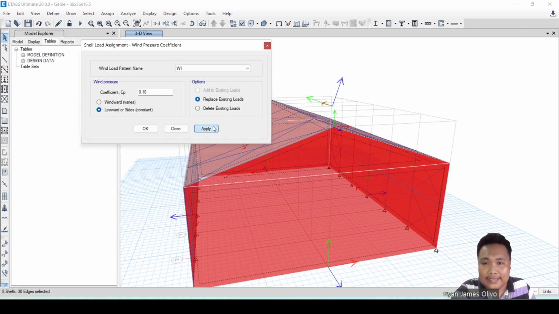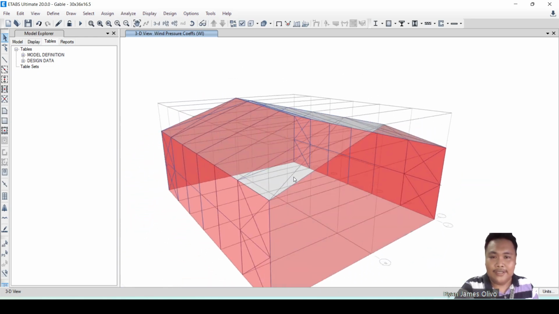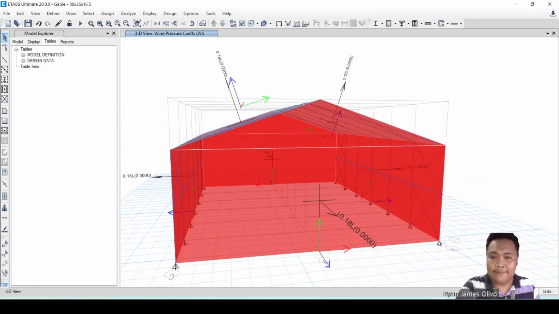Then we try to apply. Okay, close. So as you can see here, this is what we call our internal pressure. This means that our pressure came from inside going outside. So that is the meaning of it. So our pressure is from the inside then going outside. So that is our internal pressure.